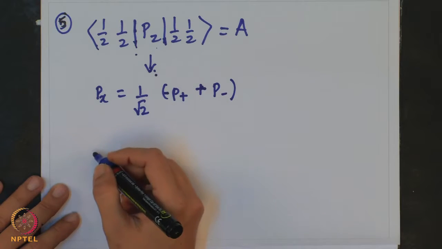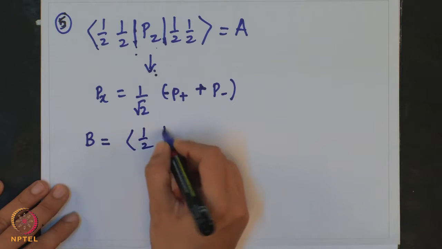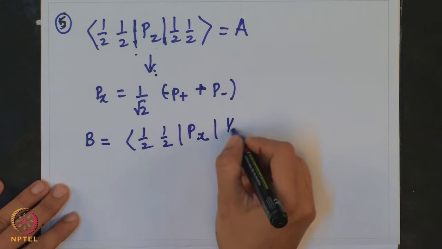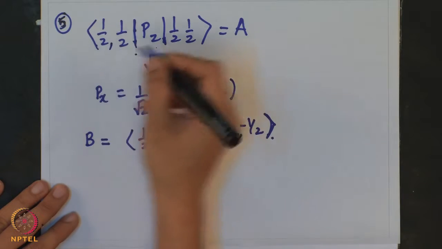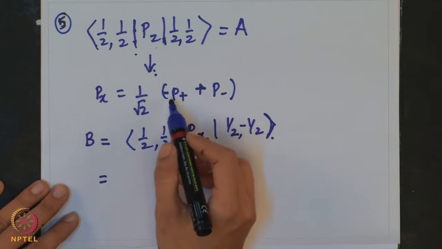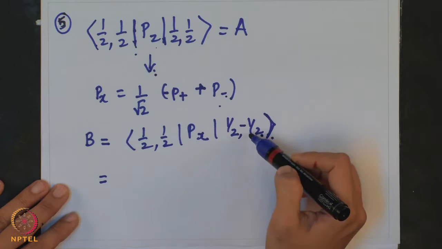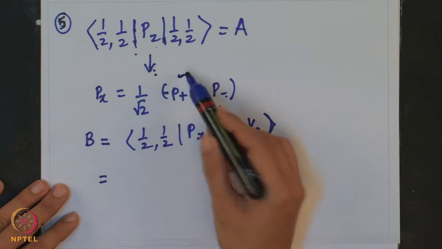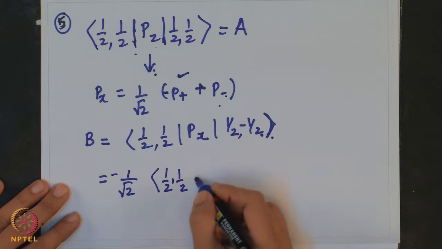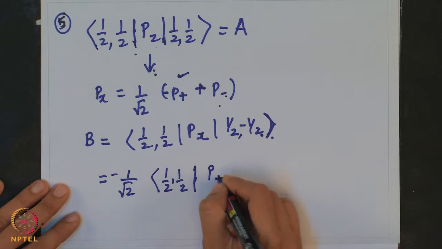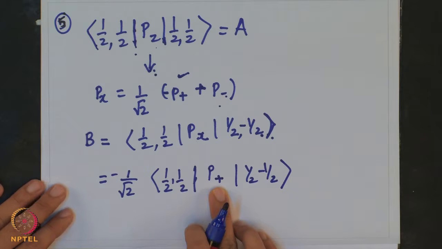When attacking such problems, let me call B as <1/2| Px |1/2>. This is what is asked, right? Here there is a minus sign. I have skipped the commas, but you can understand. So this I can write in terms of P plus and P minus. Obviously P minus will not act on this, P plus will act on this, so it will only give us the non-zero contribution. This will give me minus half <1/2| P plus |1/2, -1/2>.